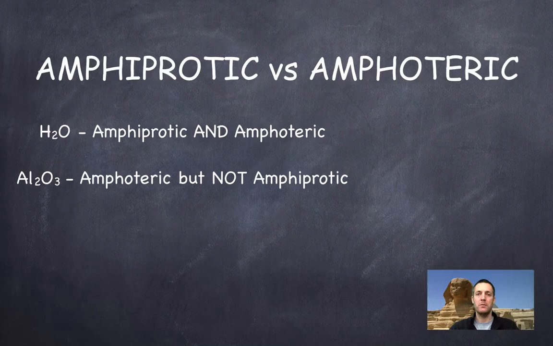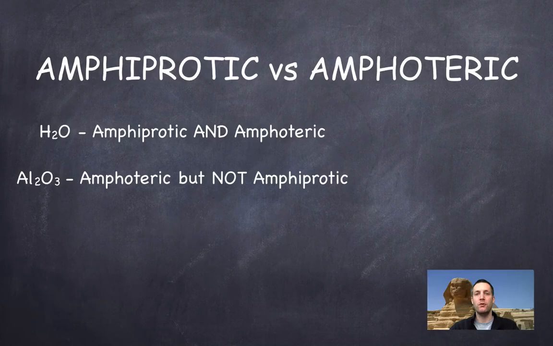Aluminium oxide, which you might remember from the periodicity topic, is an amphoteric oxide, which means it can react with acids and bases. It clearly can't give or take H+ ions because it doesn't have any H+ ions in its formula. So whilst we do call it amphoteric because it can react with acids and bases, we don't call it amphiprotic because it can't give or take H+ ions.